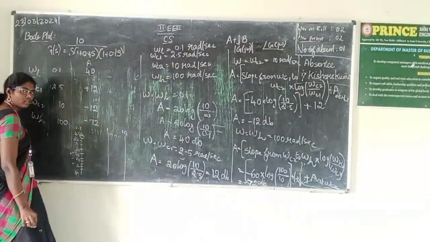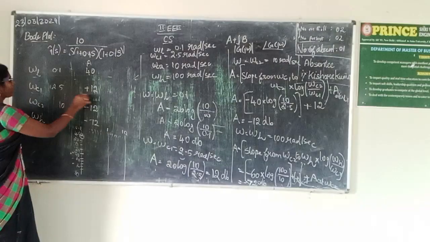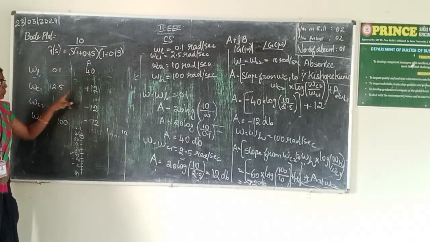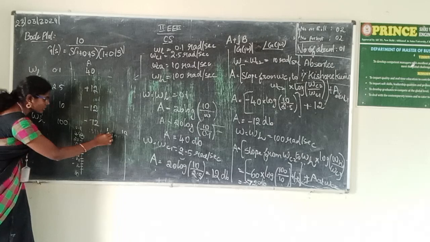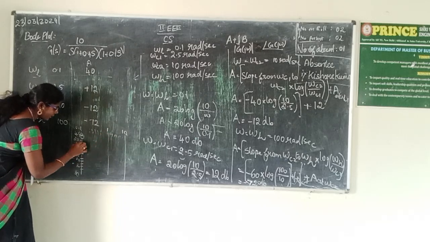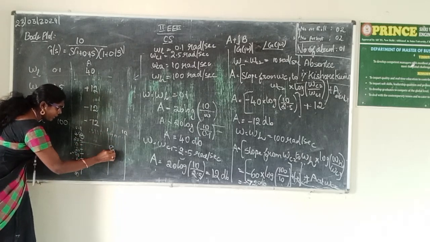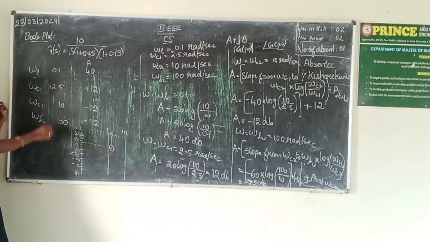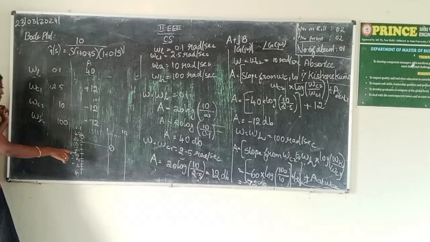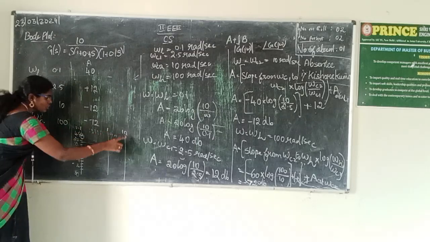12 means over here, plus 12. What I am asking is for this 2.5. 2.5 is plus 12. Plus 12 means above 0, over this side and here. Okay, this point will be the point for it. Next, omega C2. Omega C2 is how much? 10. So into 10.